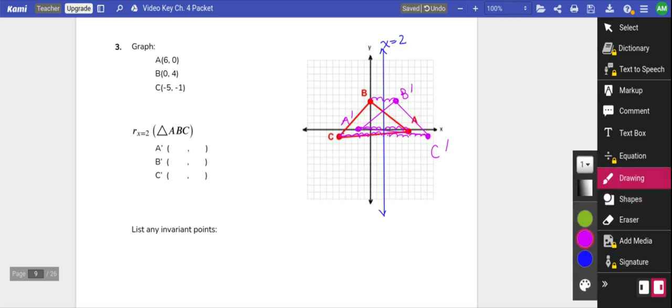And now let's name all of those points. A prime is at -2, 0. B prime is at 4, 4. And C prime is at 9, -1. Are there any invariant points? There are not.